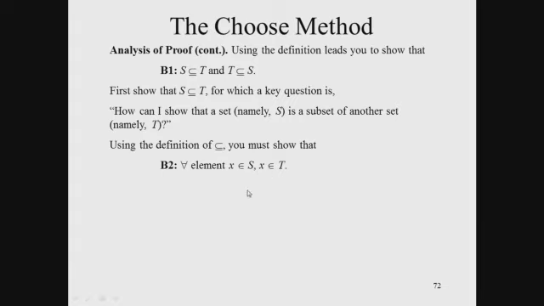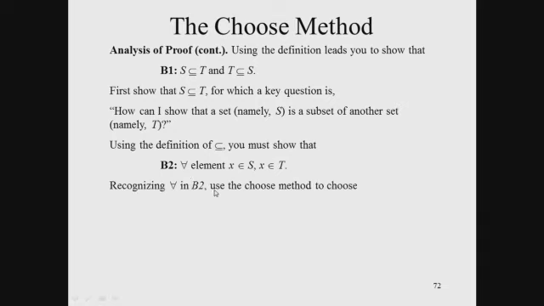Now what? Look at the statement B2. What do you notice? "For all." The keywords "for all" in the backward process. And this is, again, the trigger that should say to you, now is the time to think about using the choose method.